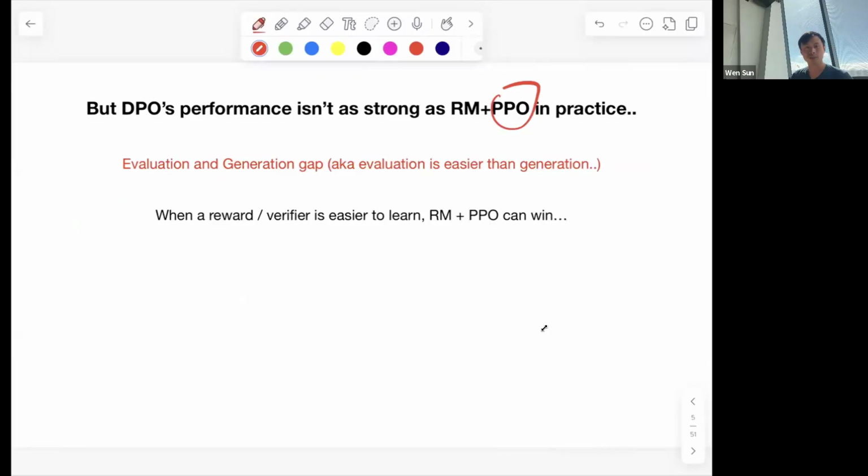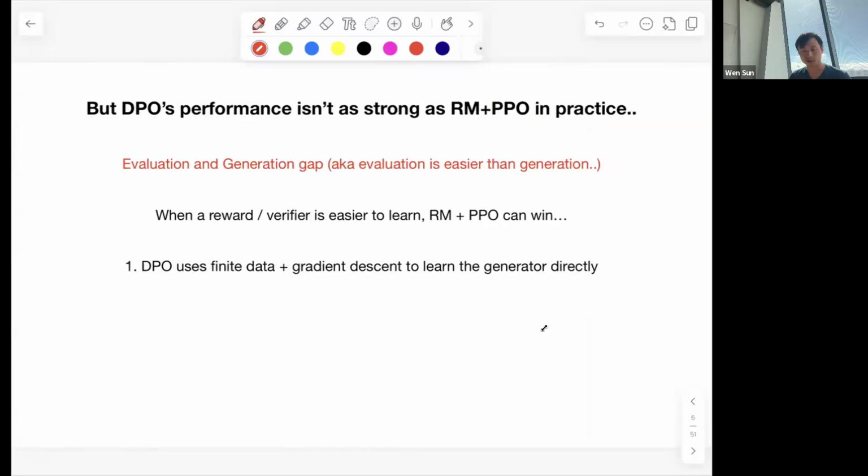And the intuition behind this gap is that for problems where there is an evaluation and generation gap, meaning that evaluation can be much easier than generation, this reward modeling plus PPO or online RL approach can actually win. Right. So first of all, DPO only uses finite data. You give DPO a finite number of pairs of responses, and DPO can only take advantage of that, right?